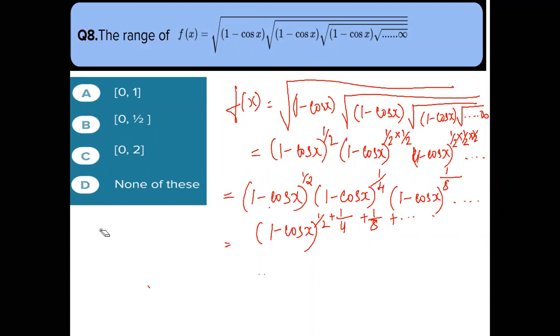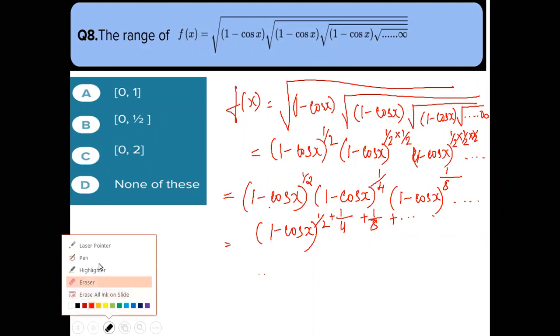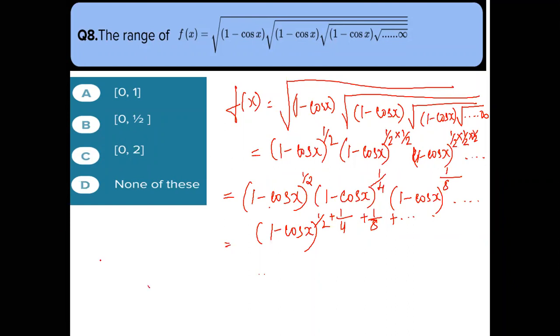If it is AP, what is the common difference? If it is GP, what is the common ratio? Do you know how to find the common ratio or common difference? To find the common difference, subtract the second term from the first term. If it is a common ratio, divide the second term by the first term. What do you get? If you see here, it is multiplying. So obviously this is GP, correct?